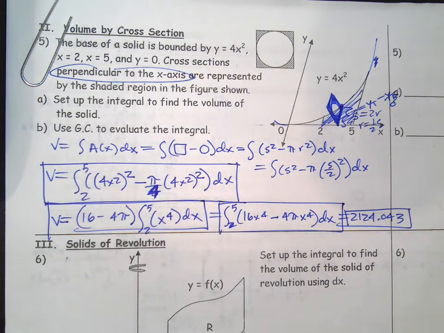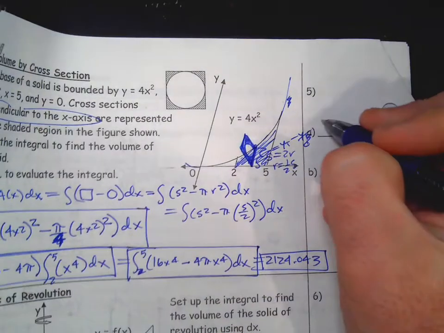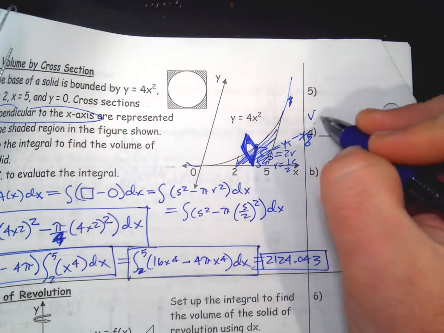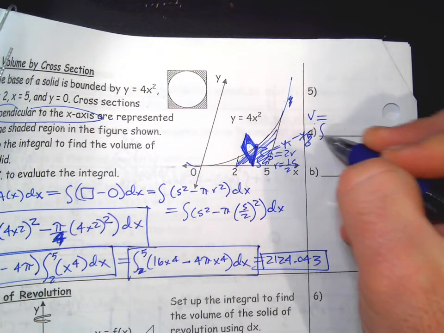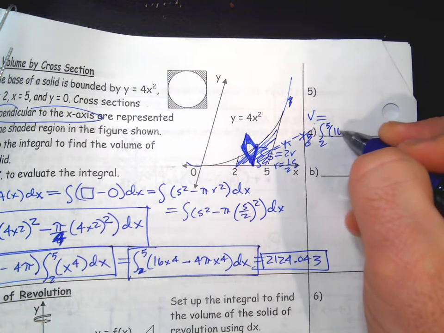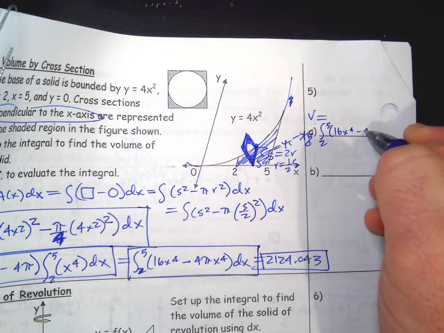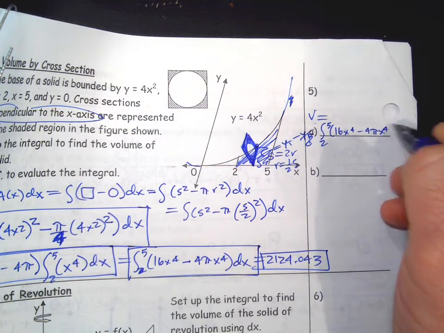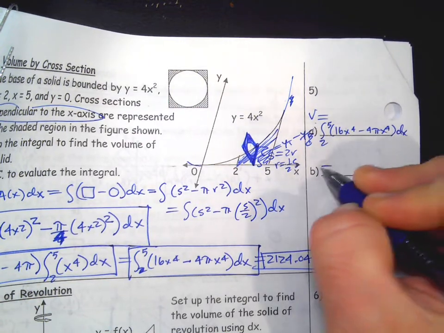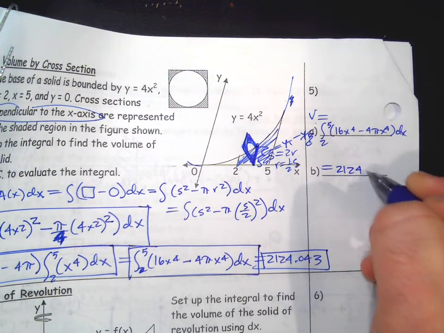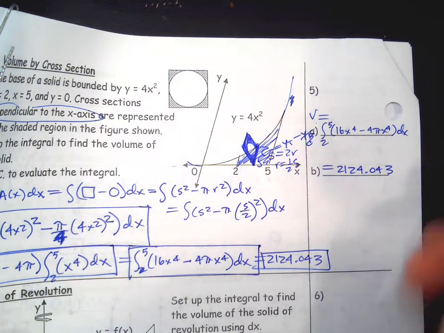So I'm going to write our setup over here. Volume equals the integral from 2 to 5 of 16x to the fourth minus 4 pi x to the fourth dx. And that was 2124.043. Okay.